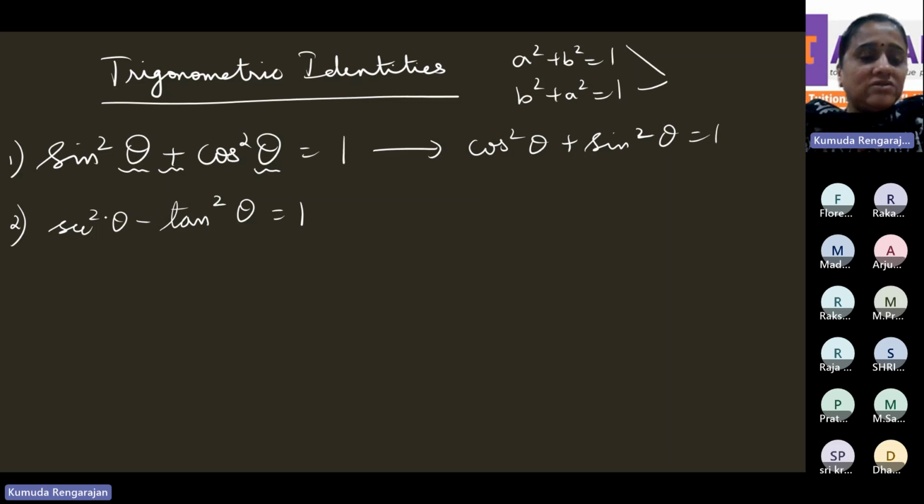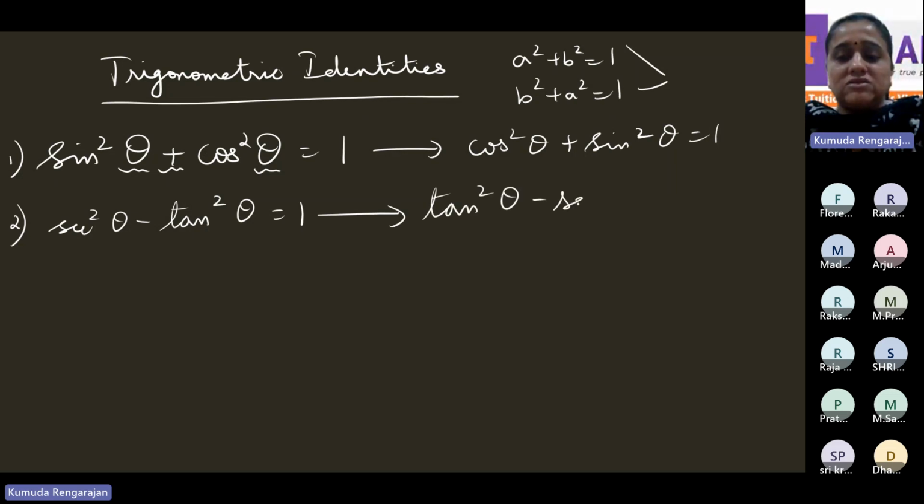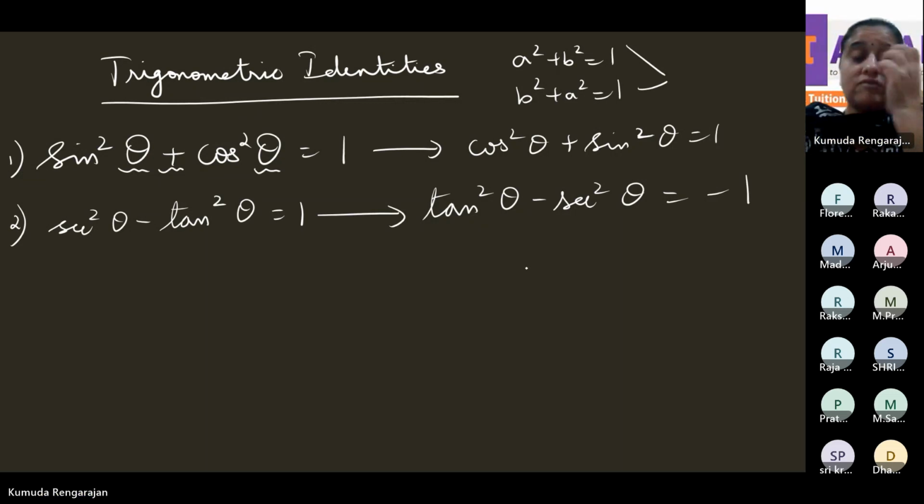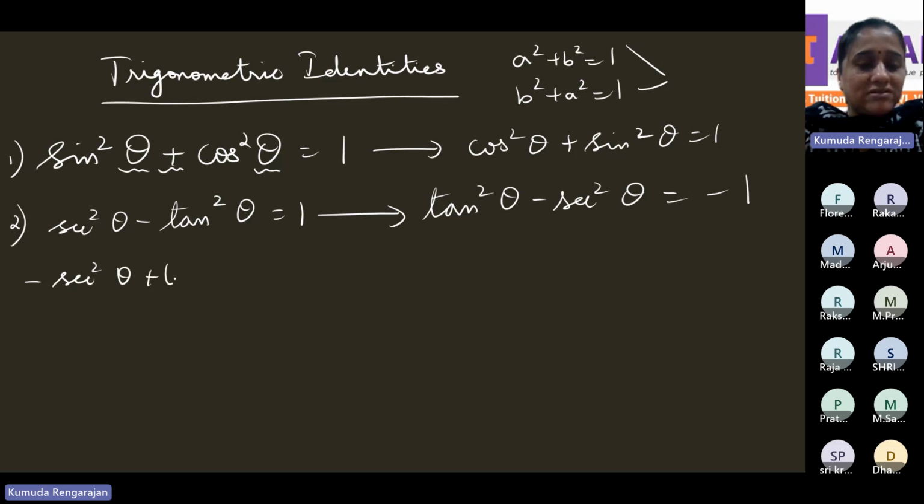But when it is secant square theta minus tan square theta is equal to 1, you cannot say that tan square theta minus secant square theta is also 1. It will be minus 1. If you want to know how, change the signs on both the sides. So it will become minus secant square theta plus tan square theta is equal to minus 1.